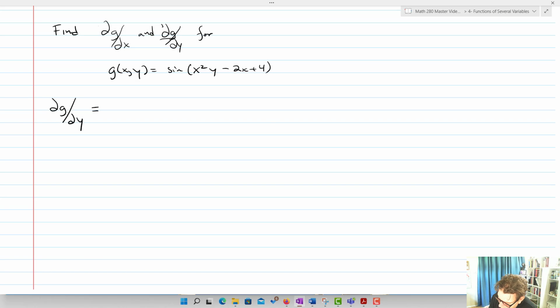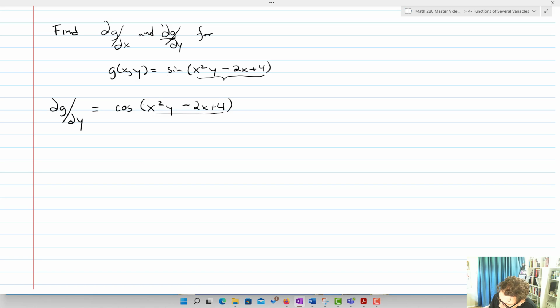Right? My outer function is cosine, so that stays cosine, and it'll become cosine of x squared y minus 2x plus 4. That's just not going to change, right? You take the derivative of the outside, you plug in the inside, great. Now what we've got to do is go in and take the derivative of the inside part of our function.